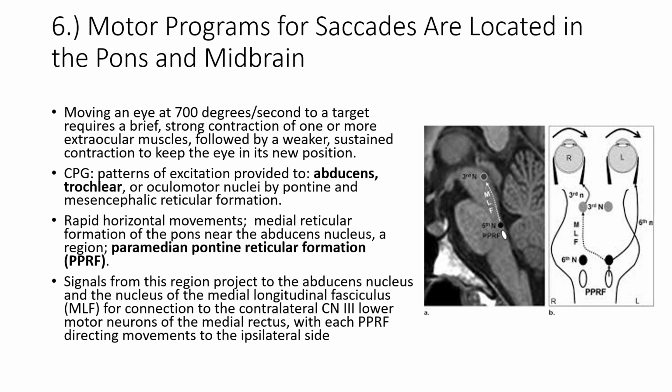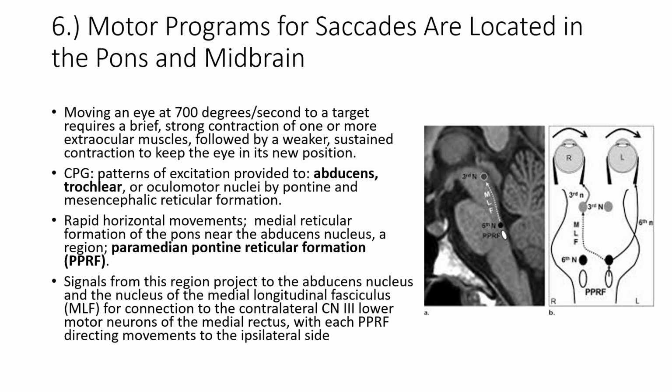Appropriate patterns of excitation are provided to motor neurons in the abducens, trochlear, or oculomotor nuclei by specialized areas of the pontine and mesencephalic reticular formation. The neural machinery for generating rapid horizontal movements is located in the medial reticular formation of the pons, near the abducens nucleus, a region commonly referred to by the logical but cumbersome name paramedian pontine reticular formation, or the PPRF. And we'll see this PPRF in our lab video as well.